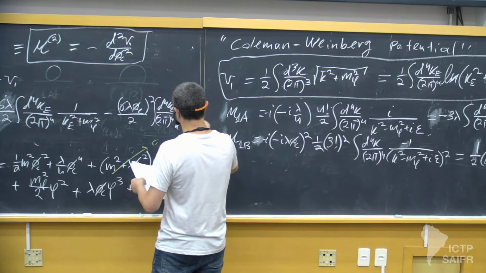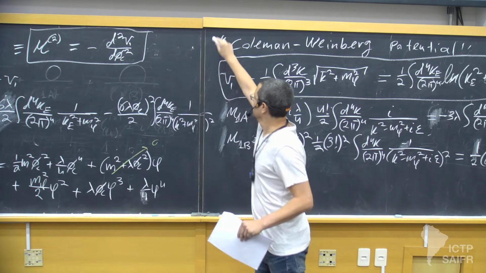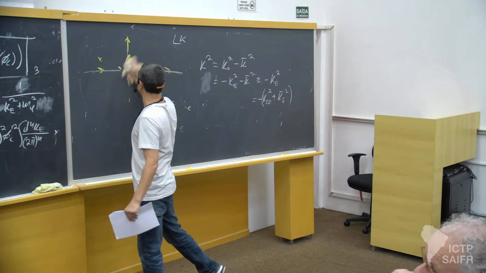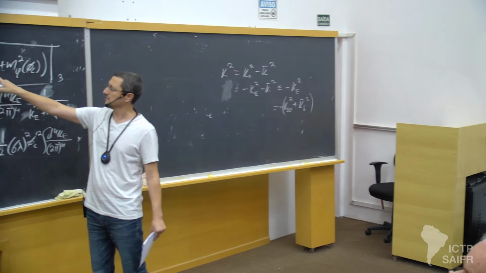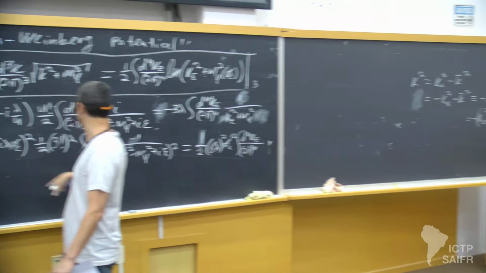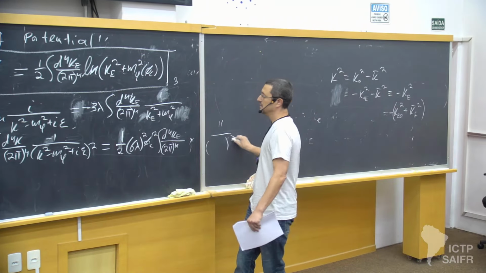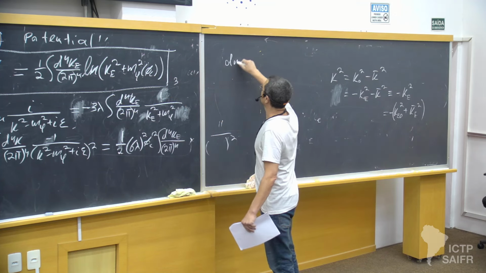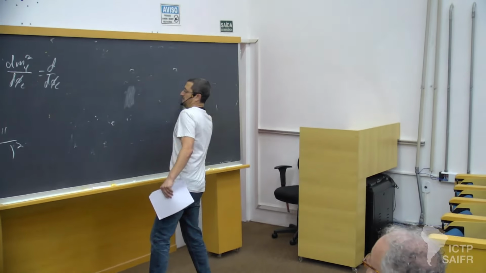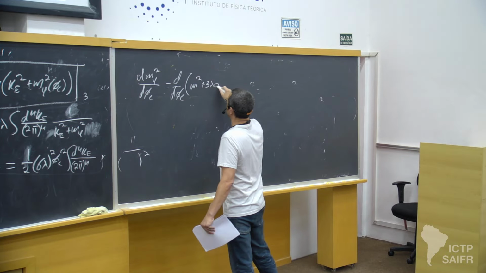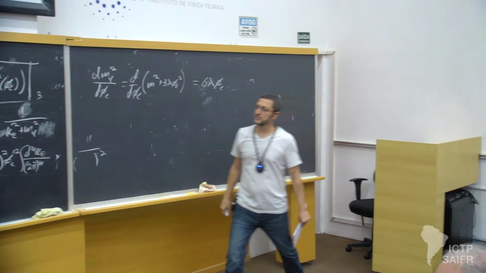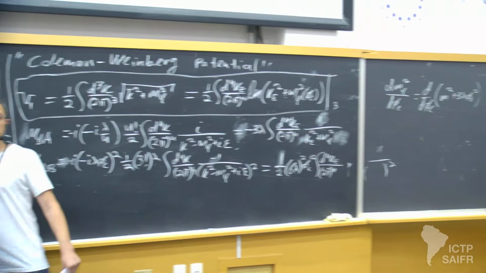k squared plus m_phi squared, squared. So first derivative by phi_c of the log. Maybe I should write it if it's not obvious. Oh, you know what? I'll let you do these derivatives. It's very easy. First derivative, you see derivatives with respect to phi_c only act on m. So you take a derivative with respect to m, and the log becomes 1 over k squared. Already has the familiar form of the stuff that you see in those diagrams, and the derivative of m_phi squared with respect to phi_c is just a derivative of m squared plus 3 lambda phi_c squared, which is just 6 lambda phi_c. That's the origin of all these factors of 6 that are floating around everywhere when you do this calculation.